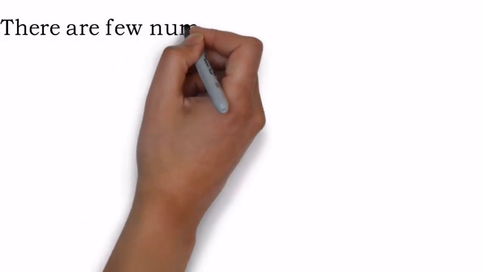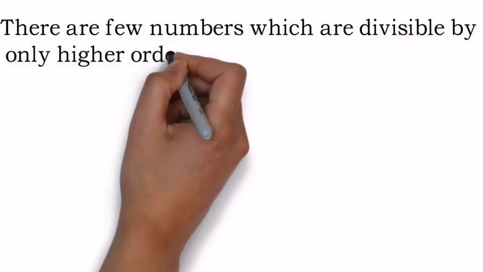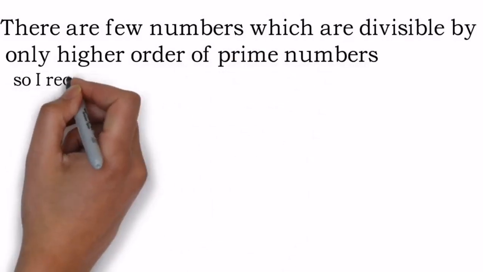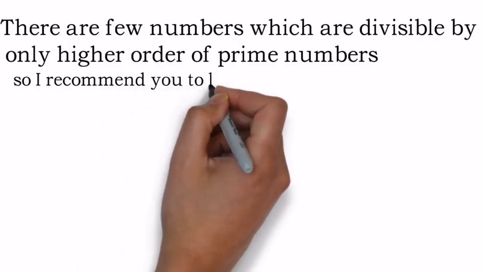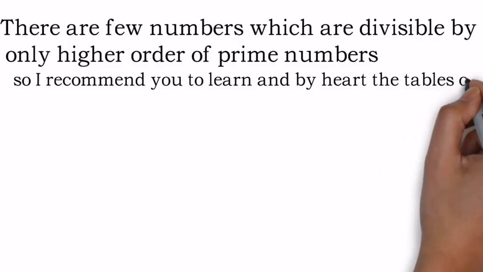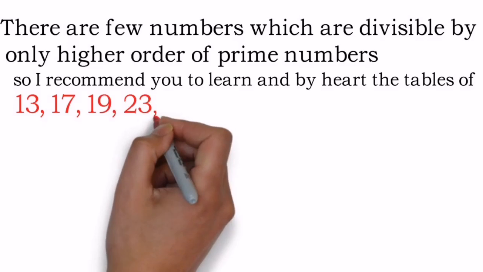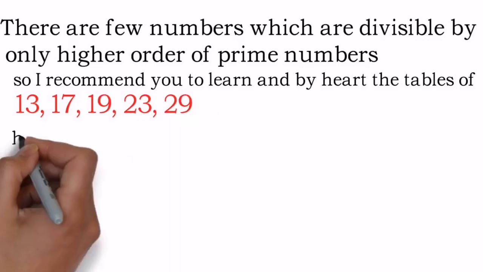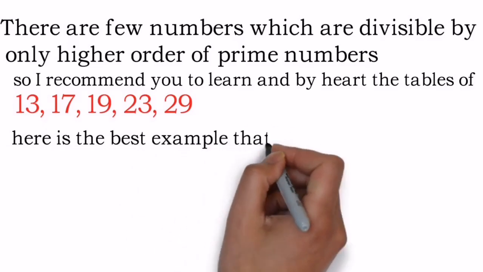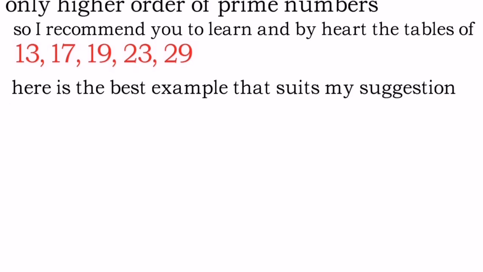Okay, so boys and girls, these are some very easy numbers, you can say. There are a few numbers which are divisible only by higher order prime numbers, that is 19, 17, 23, 29, and at that time it becomes very difficult to find them. So I recommend you to learn by heart these tables, particularly 13, 17, 19, 23 and 29. Okay, a request from my side. So here are some best examples which are suitable for my suggestion to learn the tables.